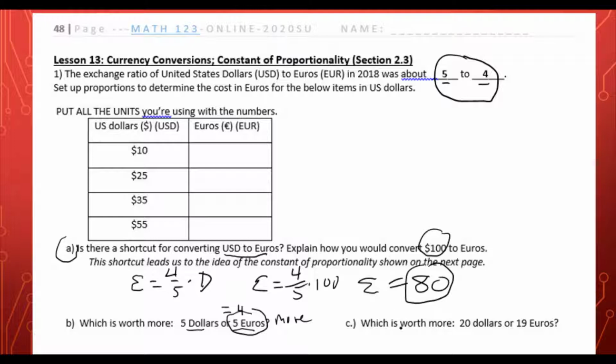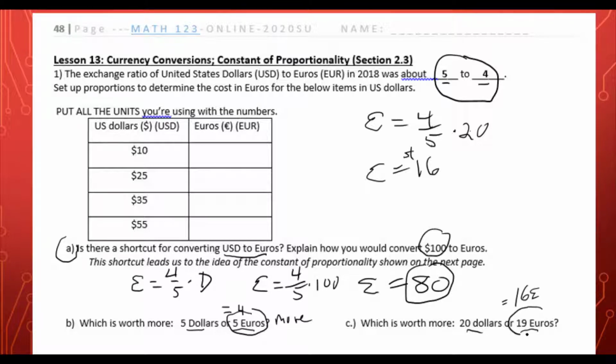And finally on this one, what's worth more? $20 or 19 euros? That's actually a pretty good question. There's a lot of ways to do it, but I'm going to do it this way. I have this basic equation, so I'm going to figure out what $20 is worth. $20 divided by 5 is 4. 4 times 4 is 16. So $20 is worth 16 euros. So what's worth more? 16 euros or 19 euros? And the answer is 19 euros.